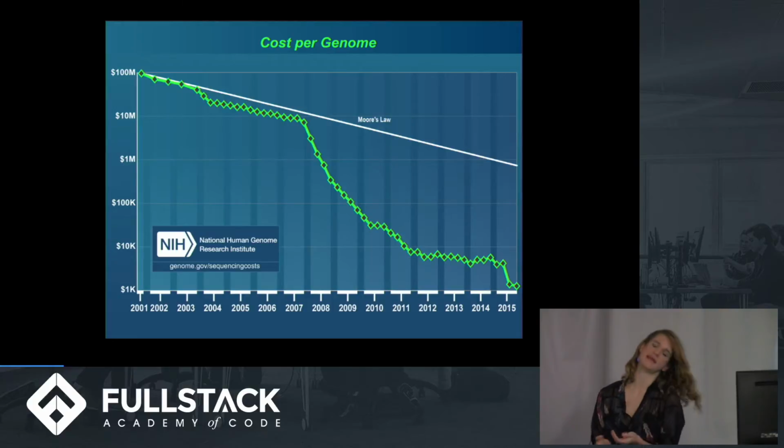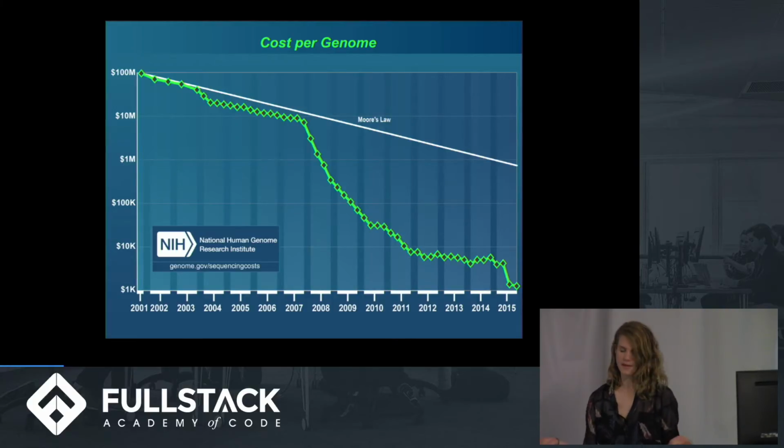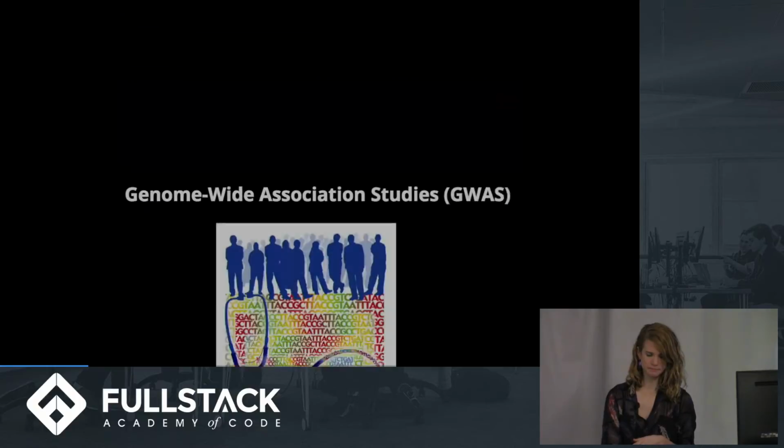After all, getting your sequence for only $1,000 is not a very good deal if you can't do anything with that information. That's just sort of like an expensive flash drive. So this is where the field of bioinformatics really comes into play, leveraging the power of computing and analysis to extract meaningful insight from our genetic information.